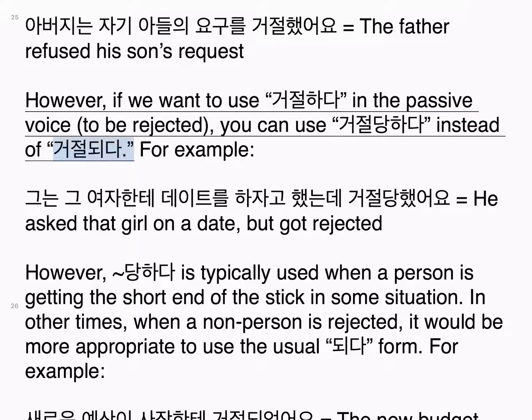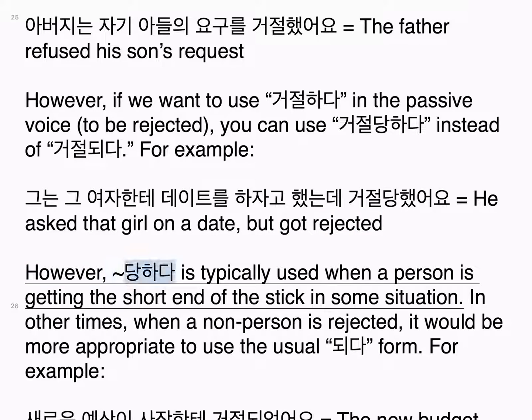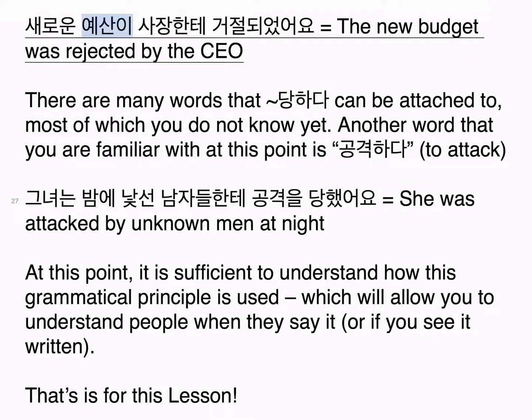instead of 거절되다. For example, 그는 그 여자한테 데이트를 하자고 했는데 거절당했어요. He asked that girl on a date, but got rejected. However, 당하다 is typically used when a person is getting the short end of the stick in some situation. In other times, when a non-person is rejected, it would be more appropriate to use the usual 되다 form. For example, 새로운 예산이 사장한테 거절되었어요. The new budget was rejected by the CEO.